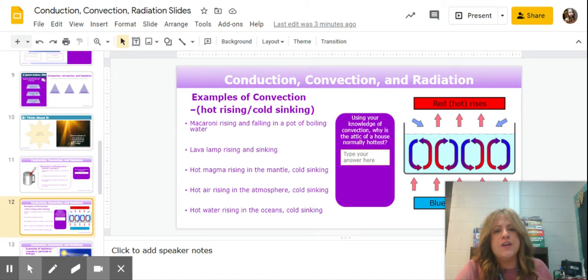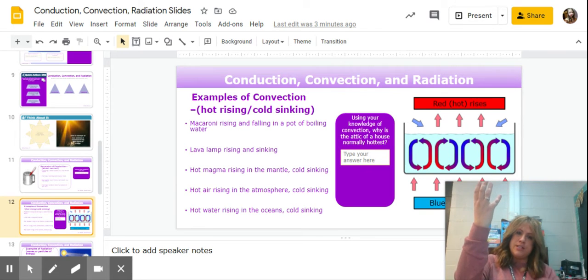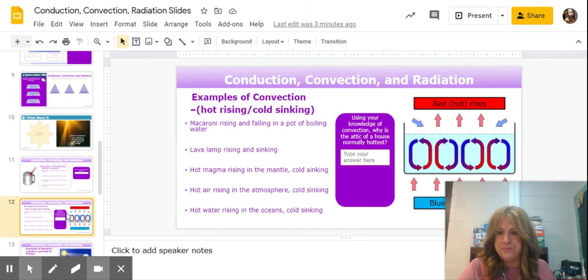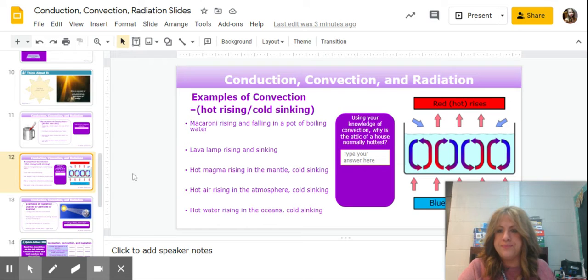So using your knowledge of convection, why is the attic of a house normally the hottest? Think about this. We talked about hot rising and cold sinking. That is what you're going to write here. So the bottom floor is always going to be the coldest, and the top floor is always going to be the warmest because hot air rises, cold air sinks. And that's what you're going to be putting here.